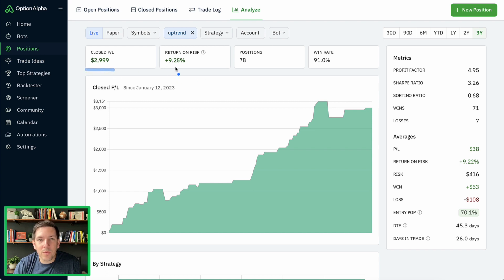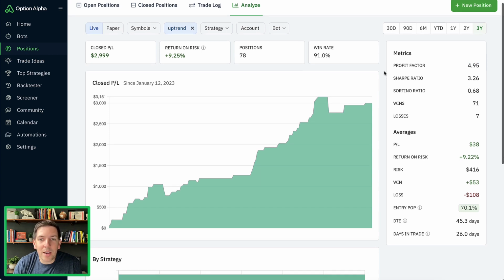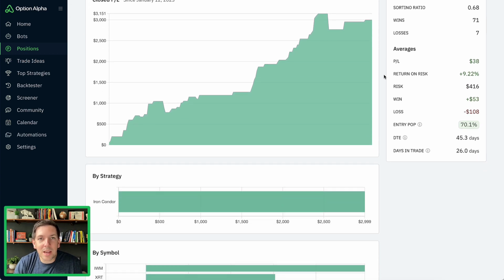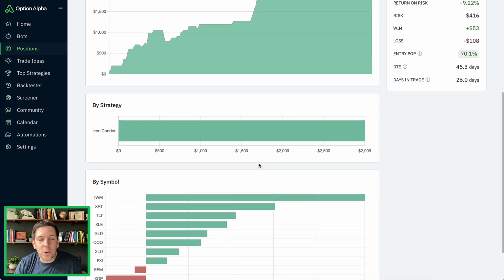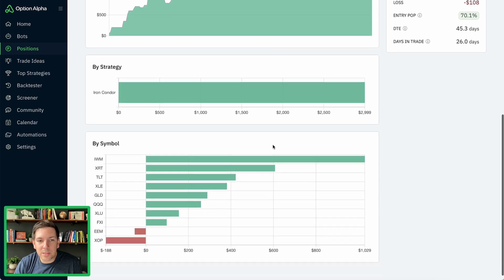Closed P&L for these types of positions, about $3,000, 78 positions, 91% win rate, massive profit factor, which just shows you had it on. It just was working. These, ironically, were all iron condors. So this type of environment, uptrend, downtrend, regularly, were just iron condors. In some cases, maybe a little bit tilted just based on where the deltas were. But you can see that these types of positions, no put spreads, no call spreads in this case.